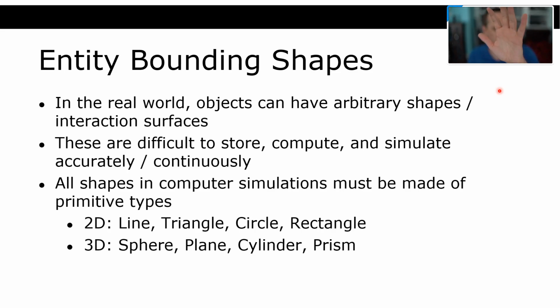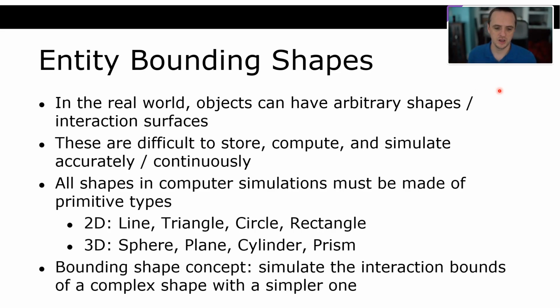So if you want to model my hand, maybe you'd take my fingers as different cylinders that have joints. Maybe my hand is a plane or something like that. The bounding shape concept is that we're going to simulate the interaction bounds of a complex shape like my hand with a simpler one. We can't hope, especially in this course, to create a completely arbitrary universe physics simulator, so we're going to abstract the concept of these complex shapes with simpler ones.